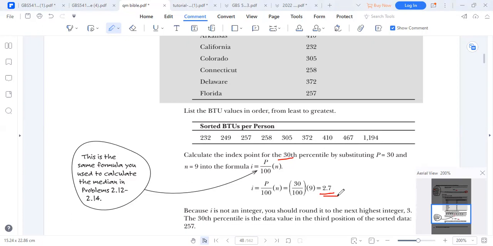Whenever you have a decimal, whether it's 2.1, you round up. So 2.7 rounds to 3. So 1, 2, 3. So our 30th percentile is what? 270, 257.